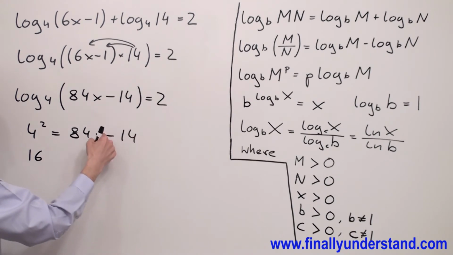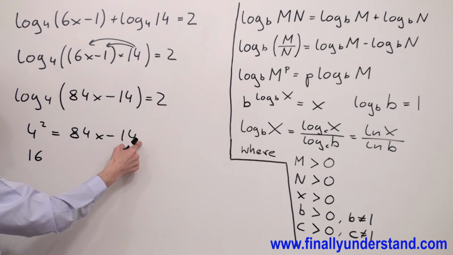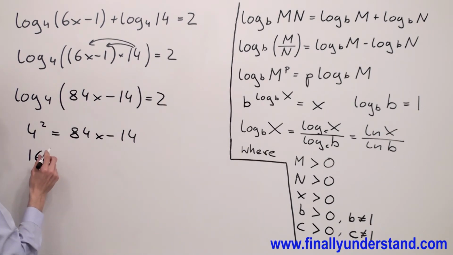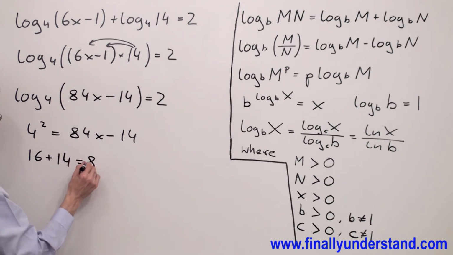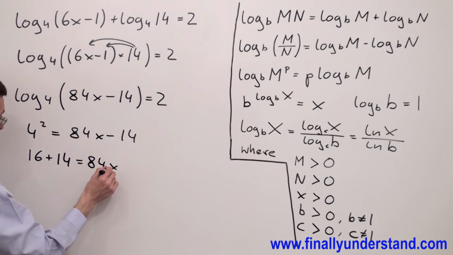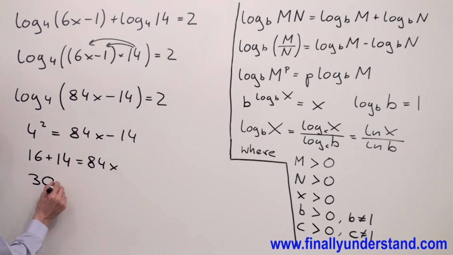I have to move this 14 to the left side because I do not have x next to it, because I have to combine the like terms. I'm going to have positive 14 equals 84x. 16 plus 14 is equal to 84x.